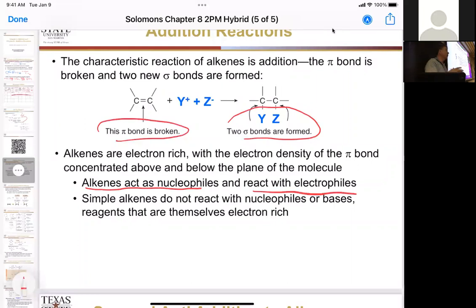Simple alkenes don't react with nucleophiles and bases that are themselves electron rich, without a catalyst or something like that. And I'll show you what that means on the next slide.